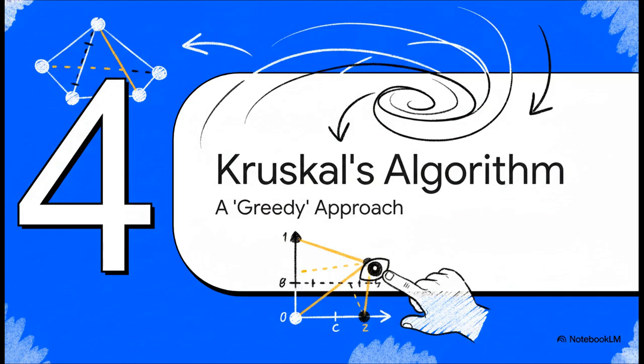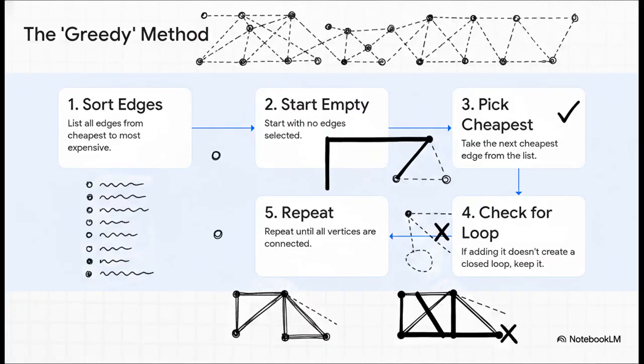It's a wonderfully simple and powerful strategy called Kruskal's algorithm. And it's what's known as a greedy algorithm, and you're about to see exactly why. The logic is beautiful. It's so simple. Here's what you do. Step 1. You make a list of every single possible connection, and you sort that list from the cheapest one to the most expensive one.